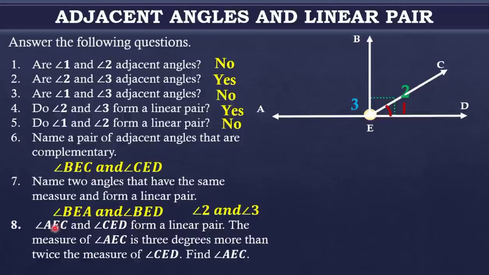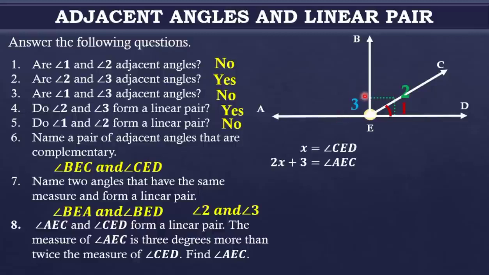Next, angle AEC. Ito si AEC. And angle CED form a linear pair. So, itong dalawa daw form a linear pair. The measure of angle AEC is 3 degrees more than twice the measure of angle CED. So, ang pinapahanap sa atin is angle AEC.